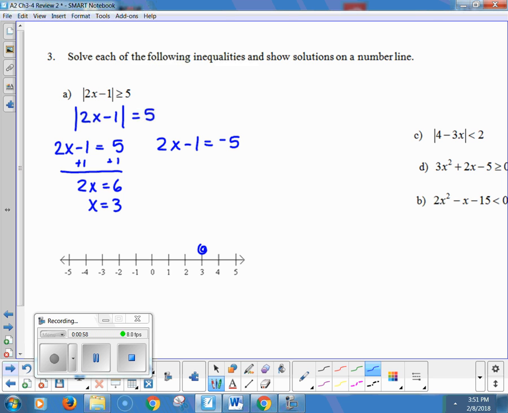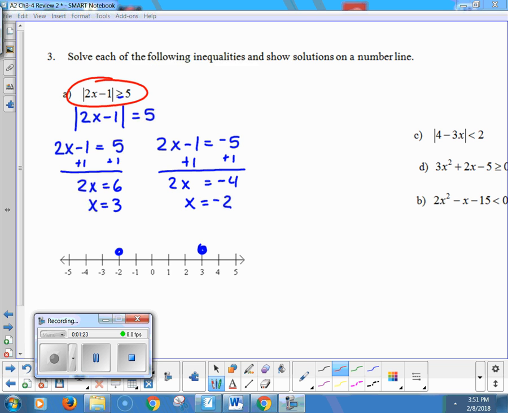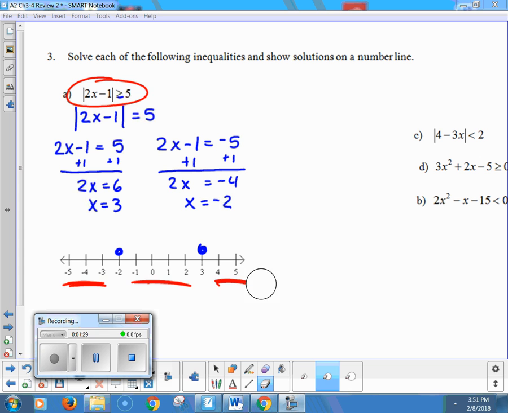And I'll fill that in, make that a solid circle because we have an or equal to option up there. And if I add 1 here, I get 2x would be negative 4. And so x equaling negative 2 would be the other boundary point. And so we know that the absolute value of 2x minus 1 is greater than or equal to 5, either over here or in between or over here, or some combination thereof.